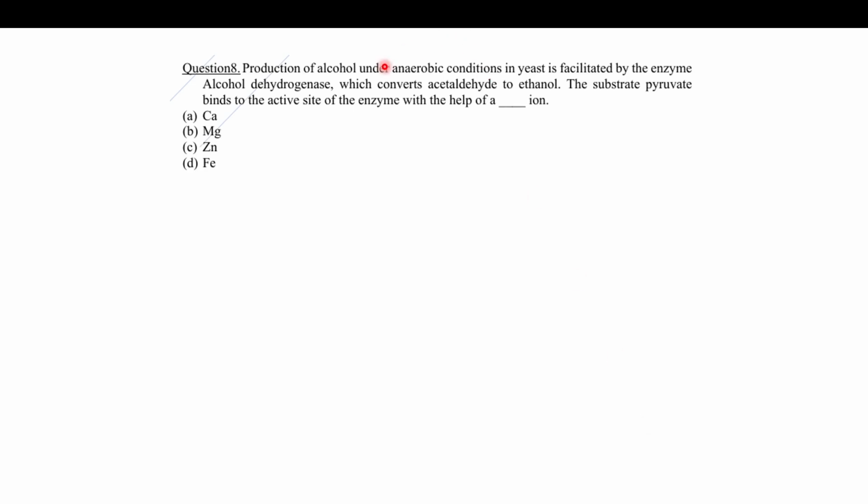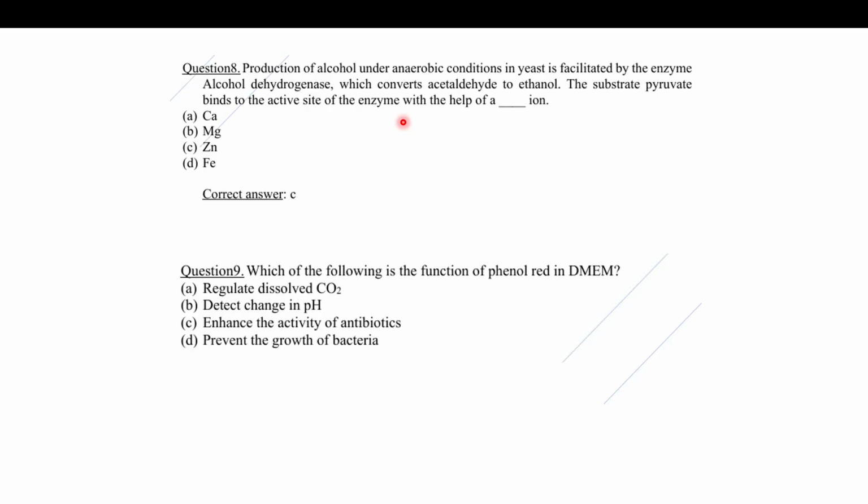Now, production of alcohol under anaerobic conditions in yeast is facilitated by the enzyme alcohol dehydrogenase, which converts acetaldehyde to ethanol. The substrate binds to the active site of this enzyme with the help of a dash ion. Straightforwardly, the question is what is the cofactor for alcohol dehydrogenase enzyme? The answer will be option C, zinc ions, Zn2 plus.